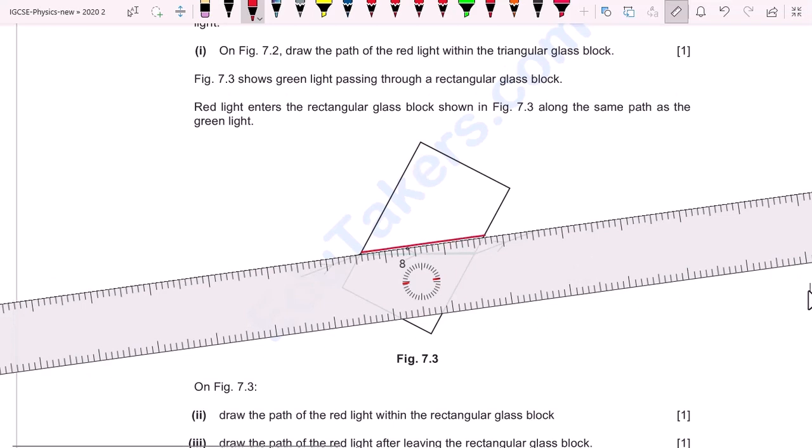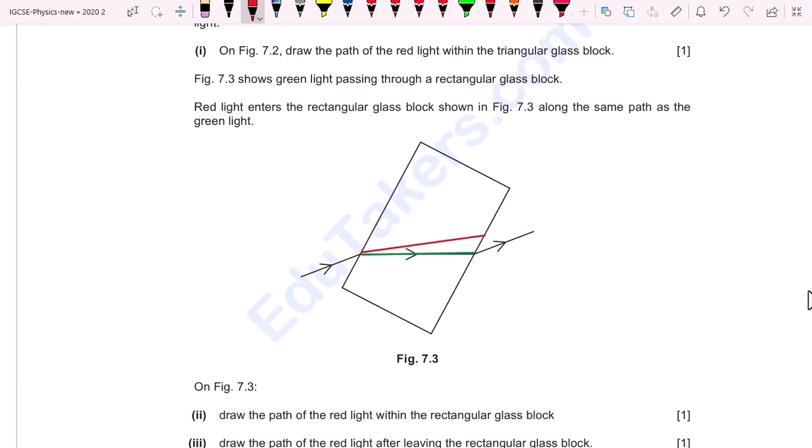So this is the path for the red light inside the rectangular glass block. Third part, draw the path of the red light after leaving the rectangular glass block. So we also have to draw the path when red light emits from this rectangular glass block.